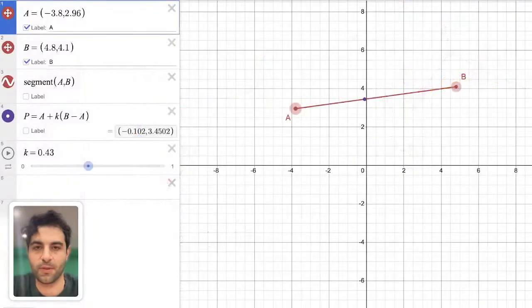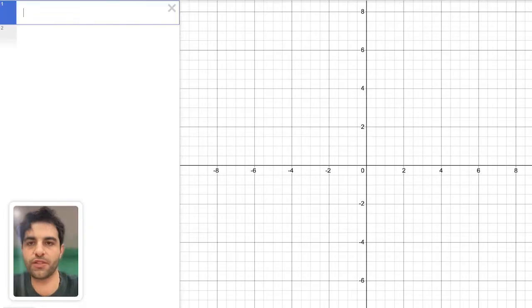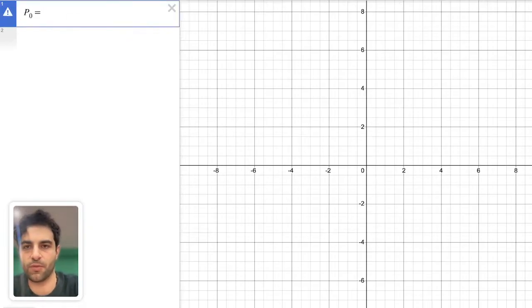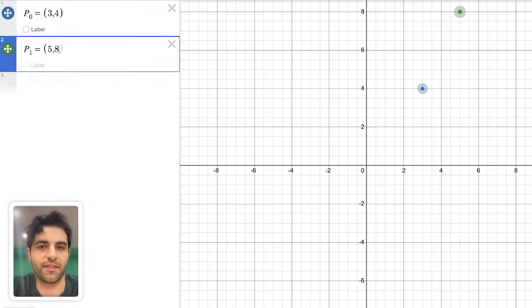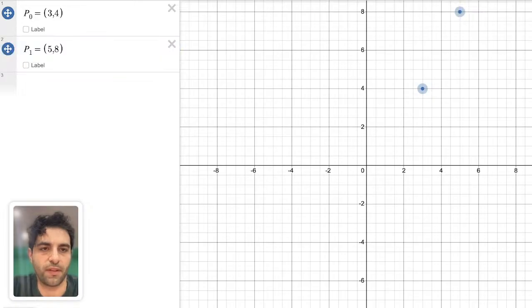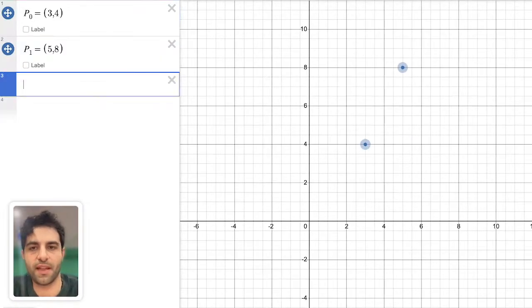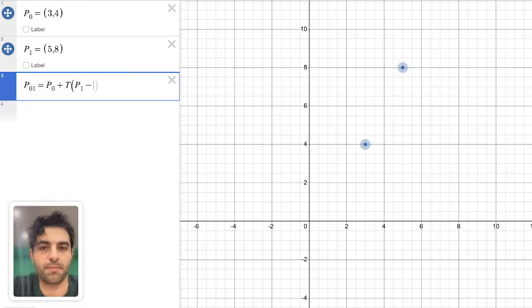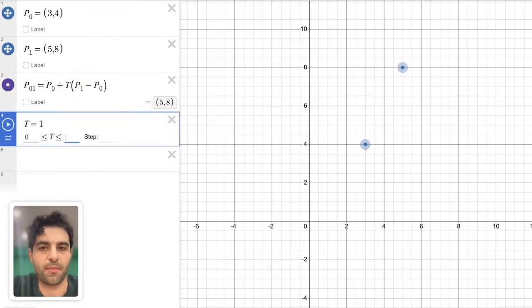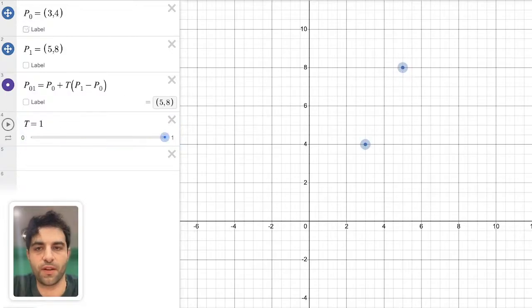So let's see Desmos. I'm going to go back here, and let's do this. Let's say P0 is going to equal 3, 4. I can put it anywhere I like. P1 is going to be 5, 8. I want to make them all blue just to make my life easy, right? So what I should find is that the point in between them, let's call it P01, is going to be P0 plus t times (P1 minus P0). And then t could be any number from 0 to 1, and that should move between them. You see it? So this one over here is going to be P0, and this is going to be P1.